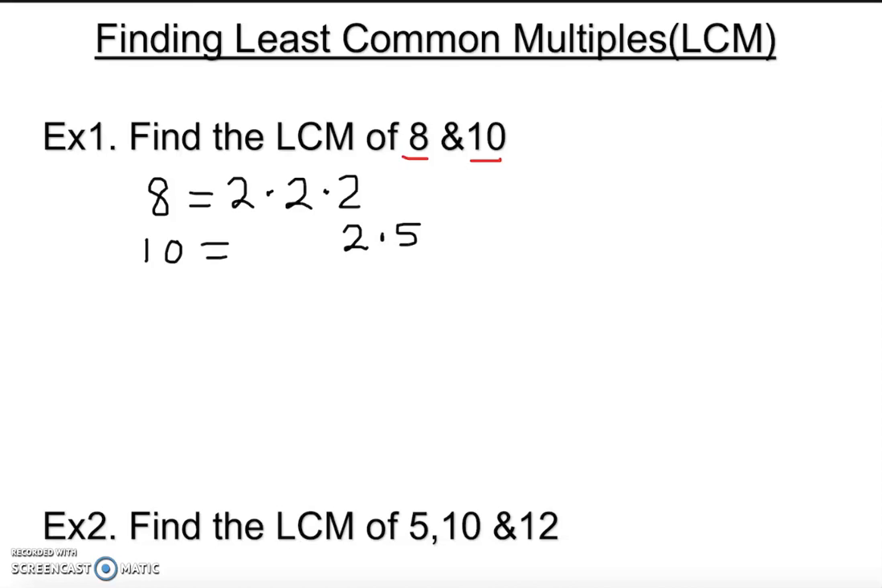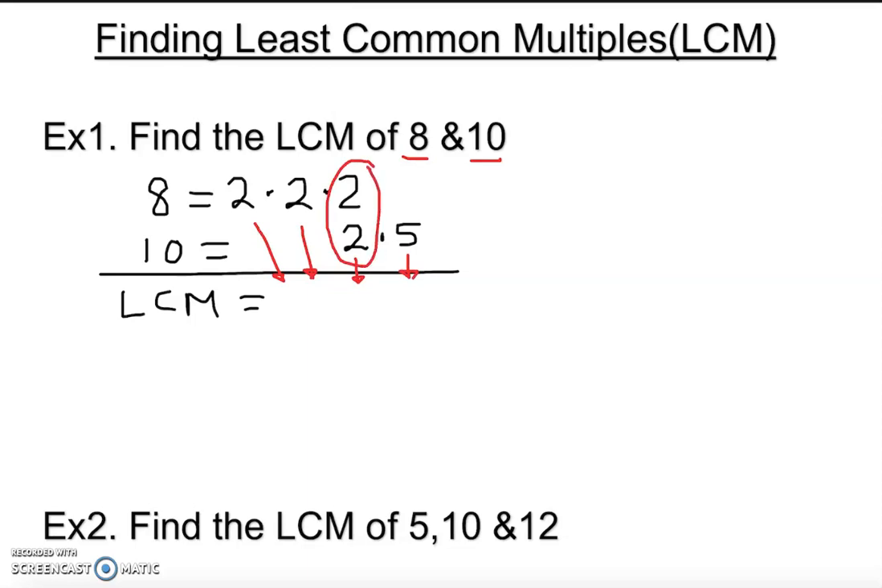It must match. So I'm going to draw a line and find my LCM. Bring down these three 2s, and bring down the 5. Remember, we don't count the shared 2 twice; we count it only one time. So 2 times 2 times 2 times 5. Now we multiply: 2 times 2 is 4, 4 times 2 is 8, 8 times 5 is 40. So our LCM is 40.